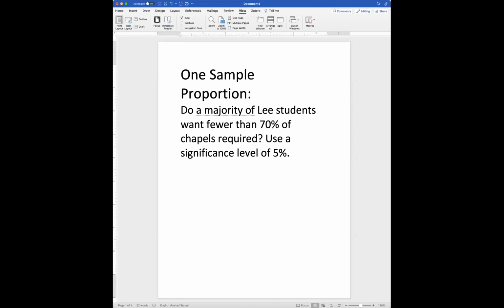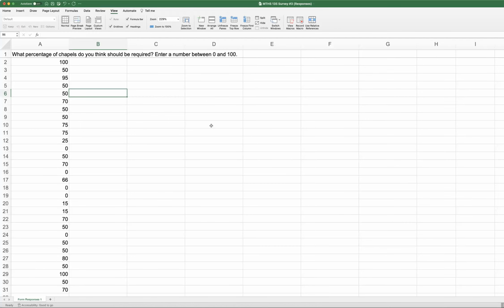So when we go to Excel, we can see that there were 30 participants, and they gave a percentage of chapels that they thought to be required. And we want to count how many of these responses are less than 70.